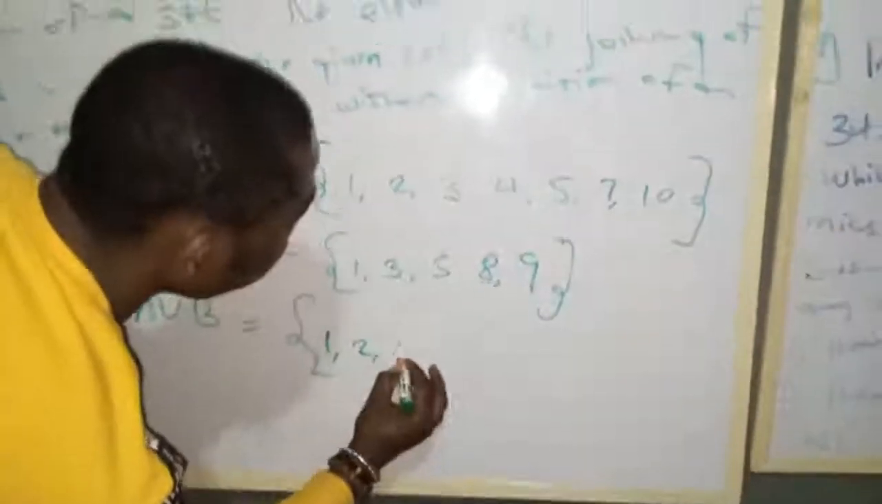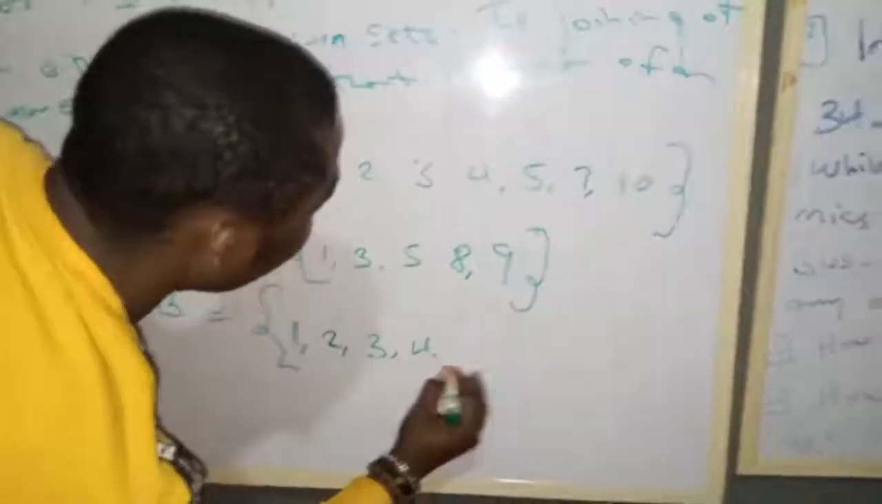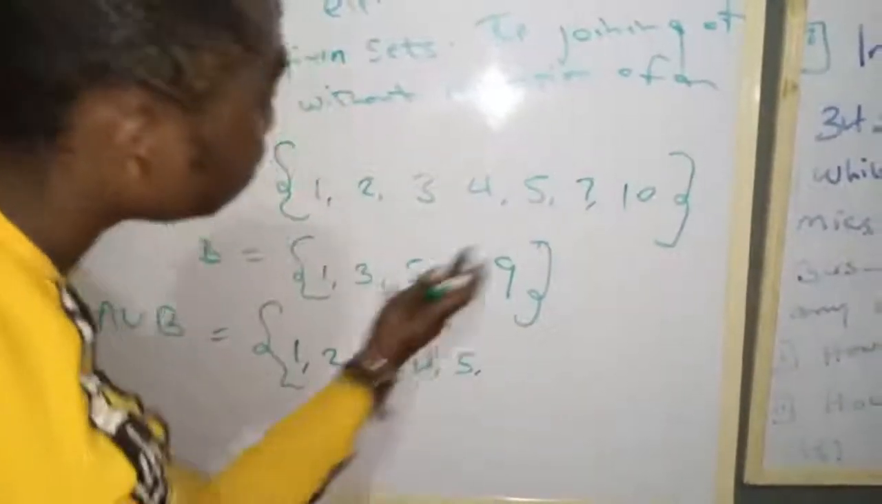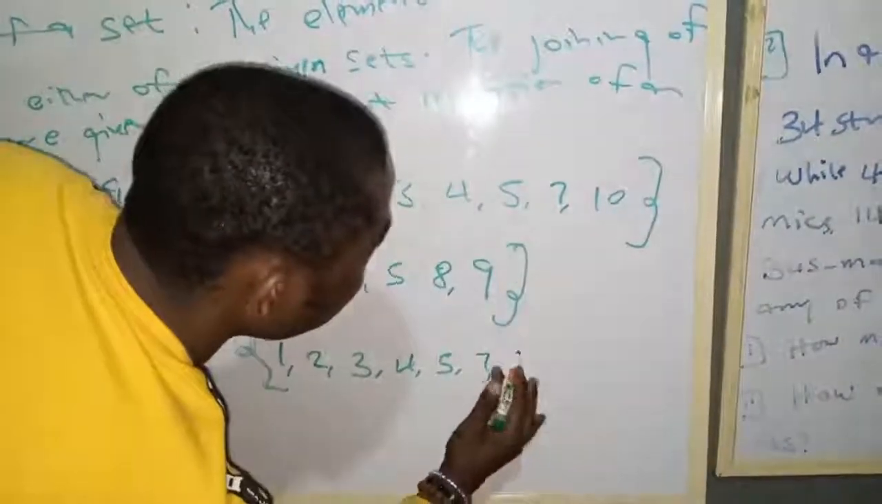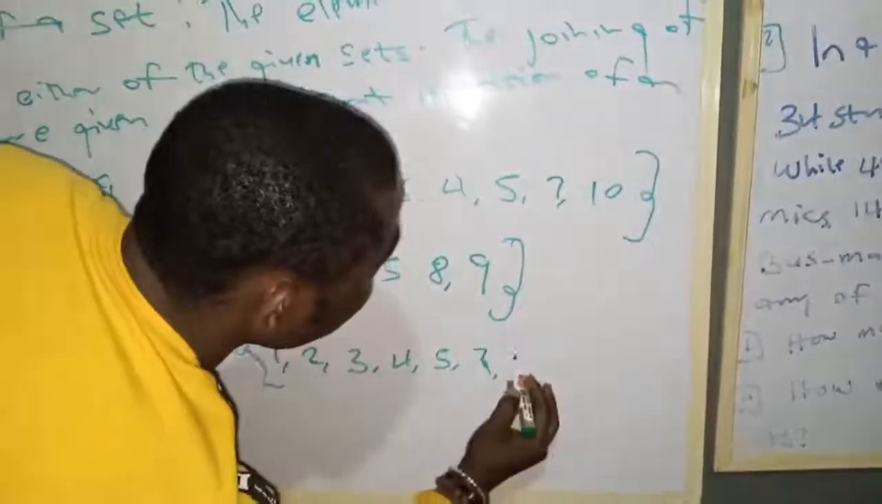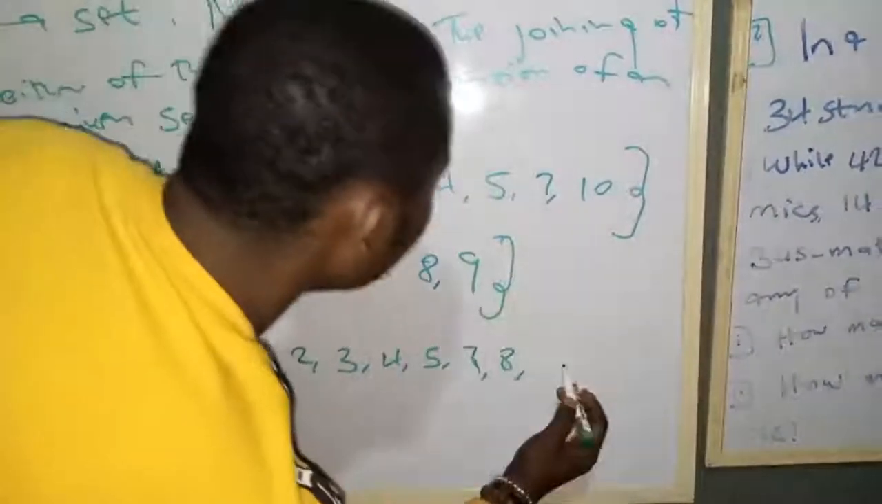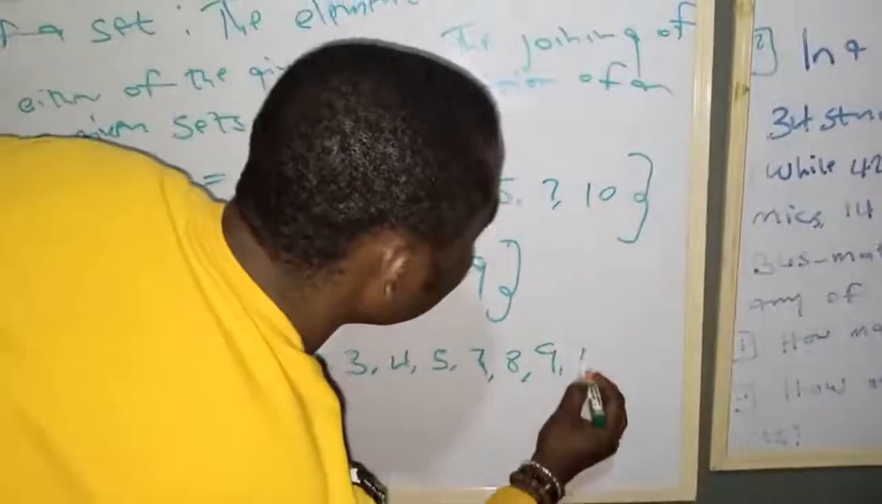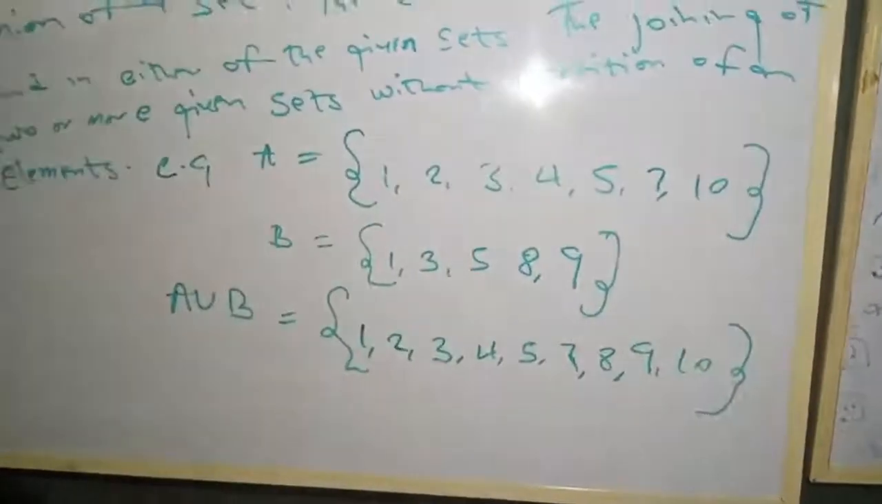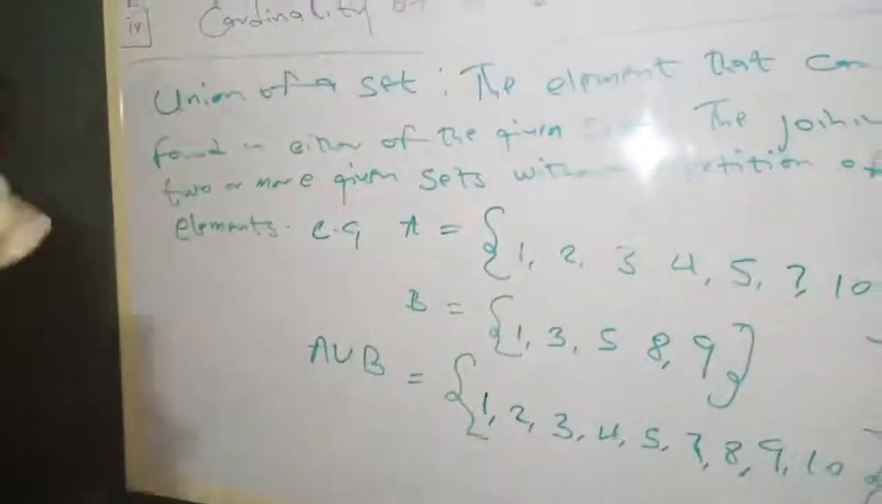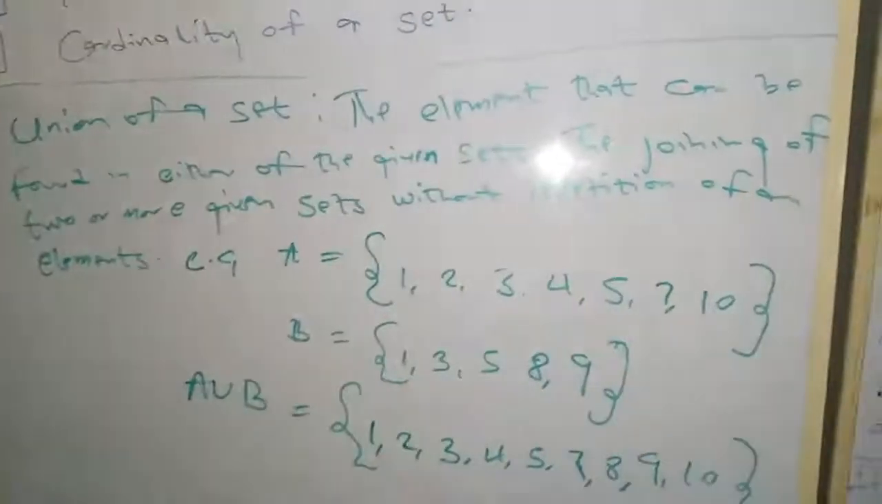Now A union B is going to be 1, 2, 3, 4, 5. There is 5, there is no 6, so there is 7, 8, then there is 9 and 10. Now this is A union B. So that is all about union of a set.